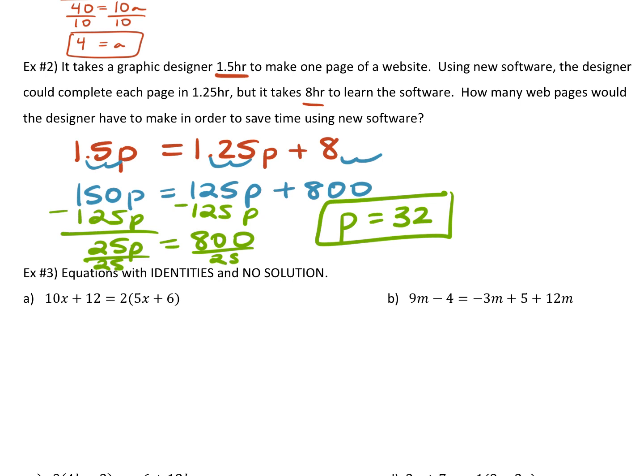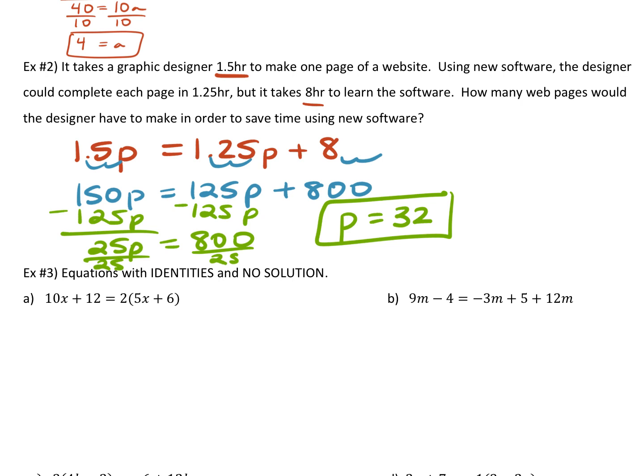I wrote this wrong. The question is, how many web pages would the designer have to make in order to save time using the new software? What's that going to be? What does that mean? Be careful. 32 pages. Is the new software beneficial at 32 pages? They're equal at 32, right?